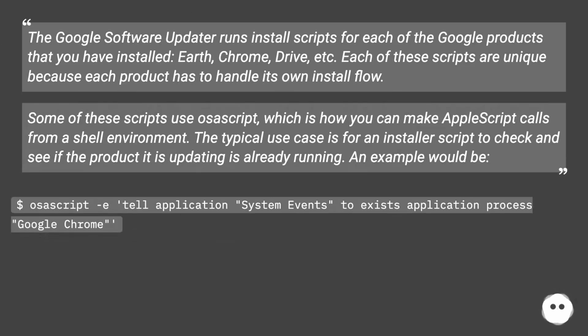The Google Software Updater runs install scripts for each of the Google products that you have installed: Earth, Chrome, Drive, etc. Each of these scripts are unique because each product has to handle its own install flow. Some of these scripts use osascript, which is how you can make AppleScript calls from a shell environment. The typical use case is for an installer script to check and see if the product it is updating is already running. An example would be: $ osascript tell application "System Events" to exists application process "Google Chrome".